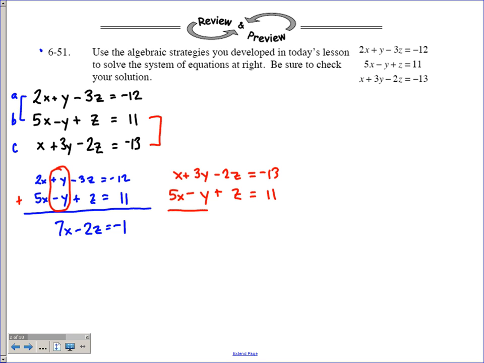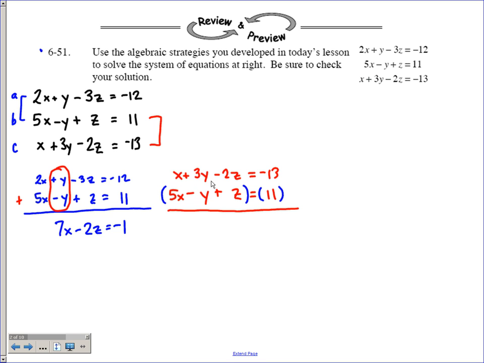So now, if I would want to do elimination here, I have to look at it. If I added x and 5x, I would get 6x. If I added 3y and negative y, I get 2y. And if I added negative 2z and positive z, I get negative z. The way things are set up, this is not ready for elimination. I need to eliminate my y's, so I need to turn this negative y into a negative 3y. So to do that, we're going to need to alter this equation.